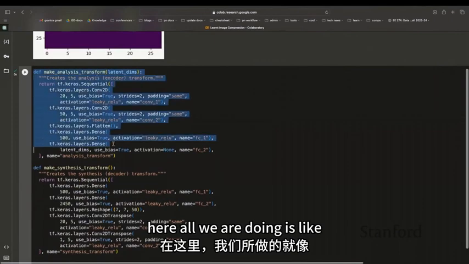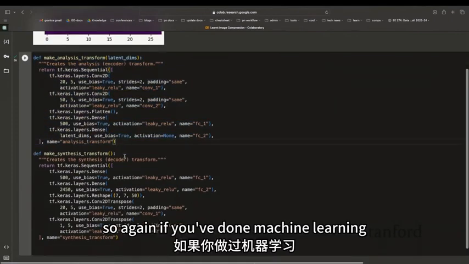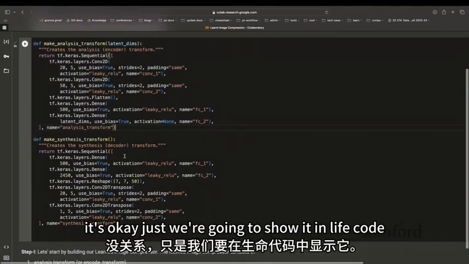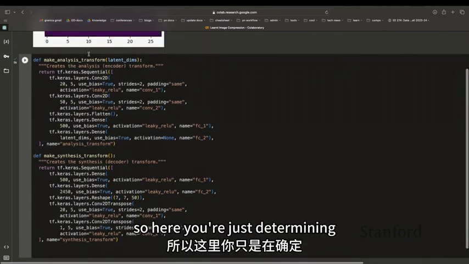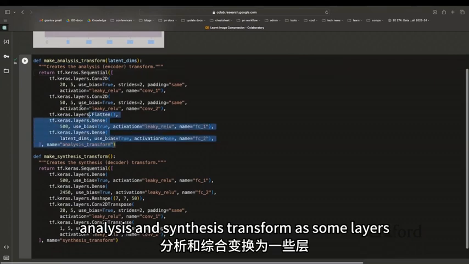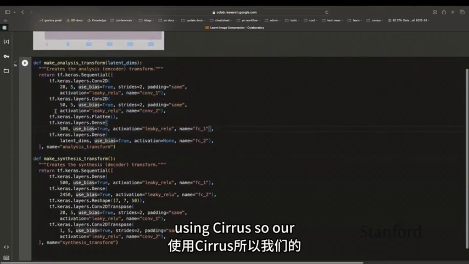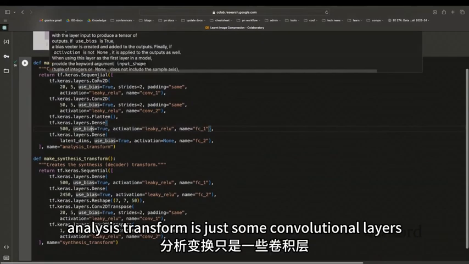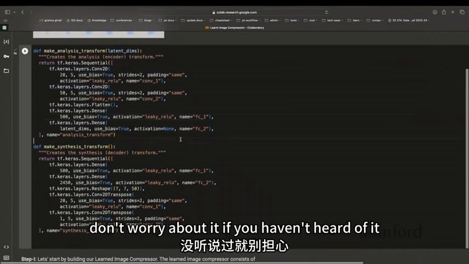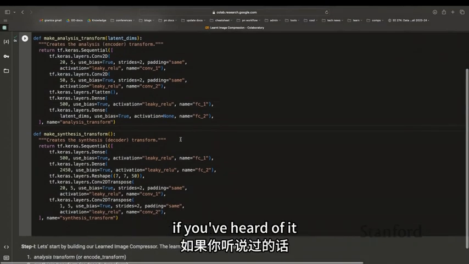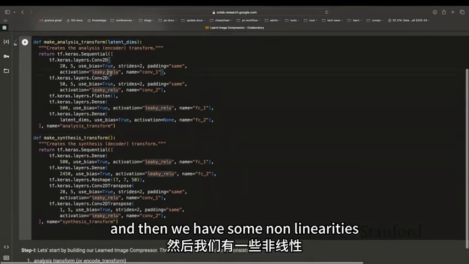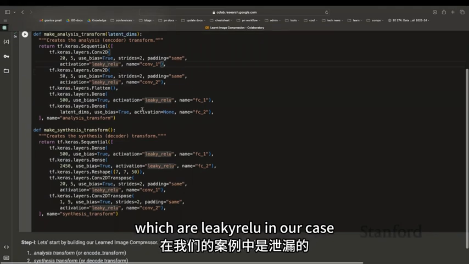Here, if you've done machine learning, you would appreciate it. If not, it's okay, we are going to show it in live code. So here you are just defining your analysis and synthesis transform as some layers using Keras. Our analysis transform is just some convolutional layers. Don't worry about it if you haven't heard of it. And then we have some non-linearities, which are leaky ReLU in our case.